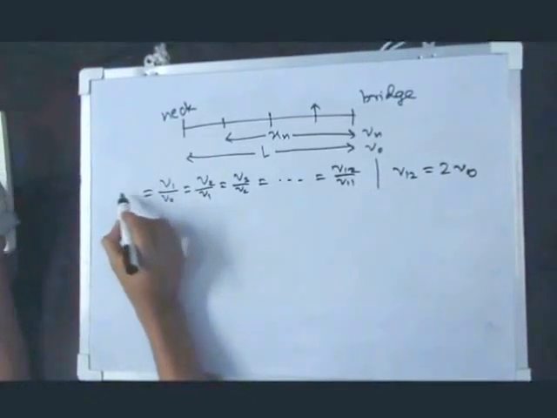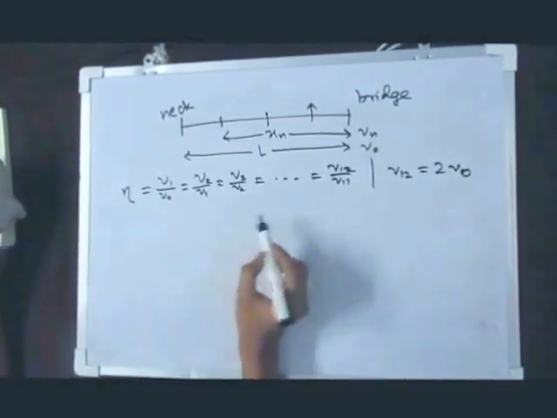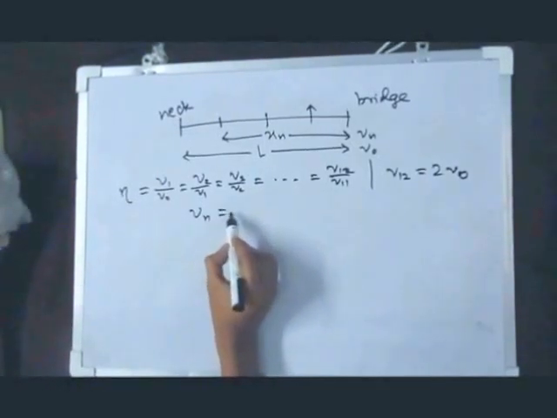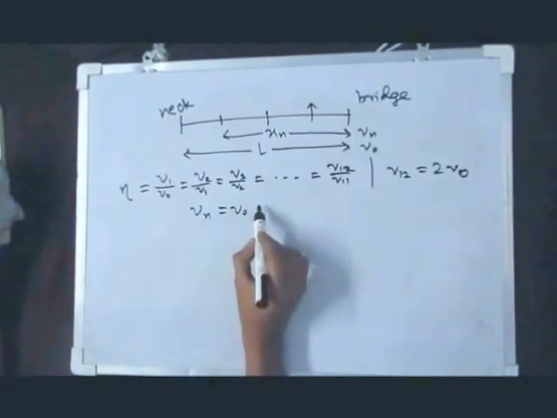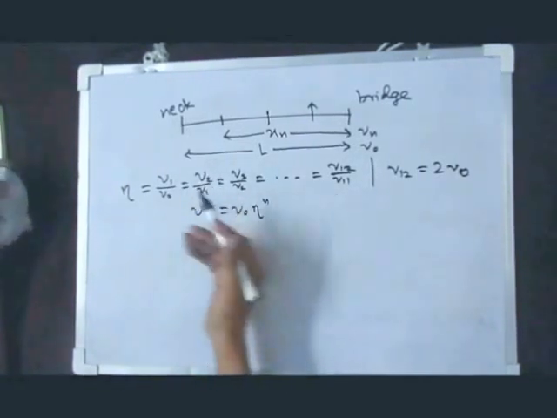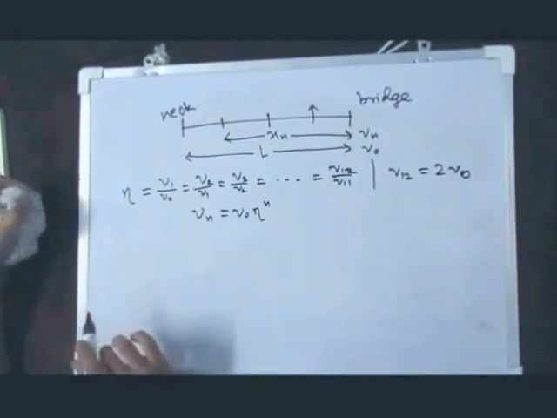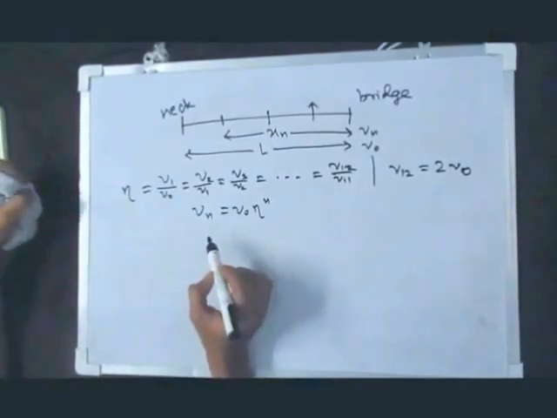And if we call this ratio a certain number eta, that's characteristic of the instrument, then we have this relation, nu n equals nu naught times eta to the n. That's pretty clear. If you do some substitutions, you'll get it. Okay, now we have this.